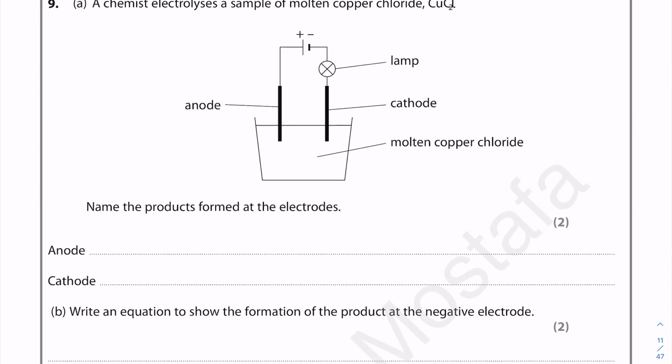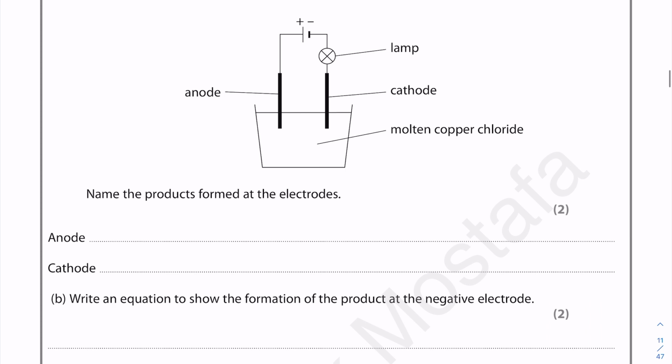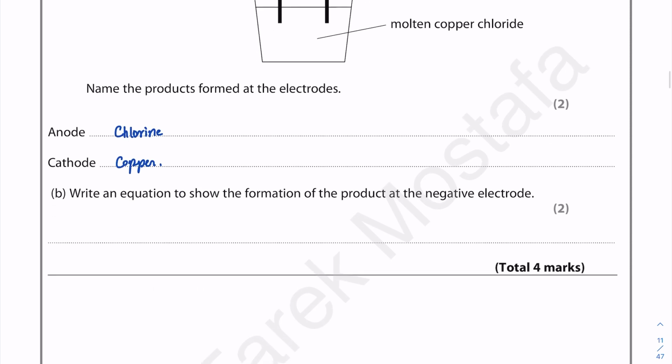Question 9. A chemist electrolyzes a sample of molten copper(II) chloride, CuCl2. Name the products formed at the electrodes. At the anode, the non-metal always comes out, which here is chlorine, and at the cathode the metal comes out, which is copper. Write an equation to show the formation of the product at the negative electrode, the cathode. At the cathode copper comes out, so the molten copper ion gains 2 electrons and turns into a copper atom.